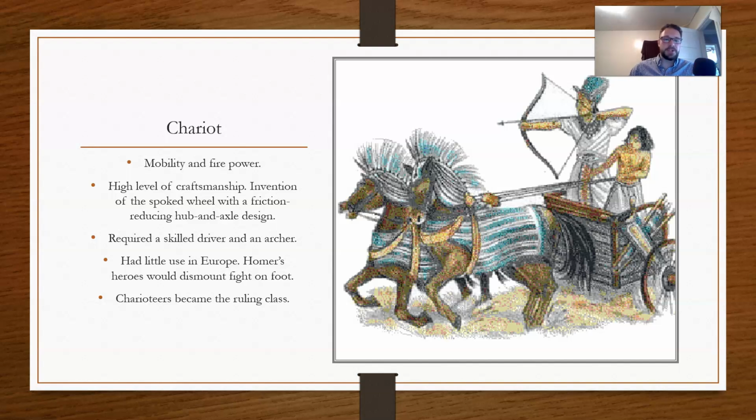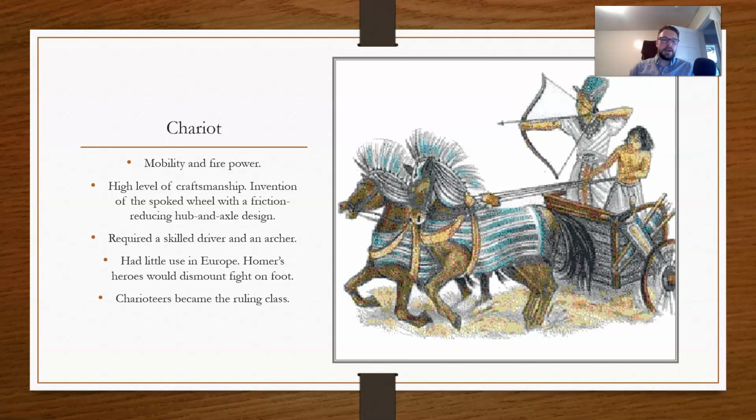And of course, the invention of the spoked wheel with friction-reducing hub and axle design made it even more favorable to use. Because let's face it, if you got rickety wheels on a chariot, it's very difficult to try to shoot a bow. And of course, this was primarily in the Middle East that it was used, and Egypt. In Europe, there are some instances where chariots were used.